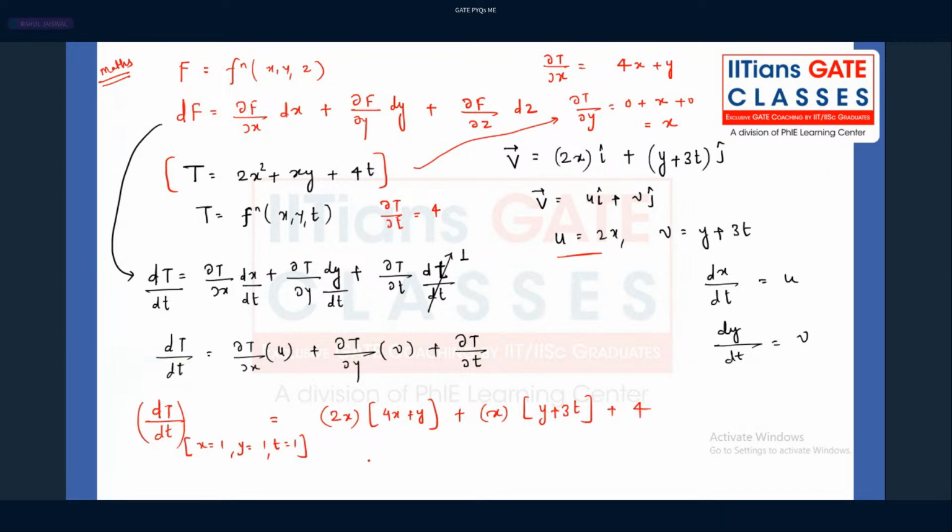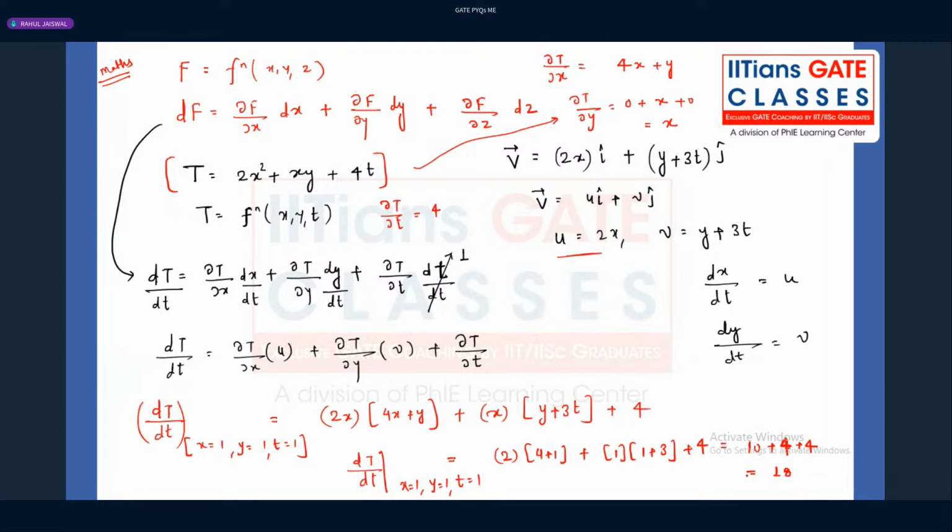So finally, what we get here? Plus 4. But they are saying we need to find the value when x equal to 1, y equal to 1, and t equal to 1. So if you substitute the values, you are going to get 2, 4 plus 1 plus 1, 1 plus 3 plus 4. So finally, what you are going to get, guys? It is 10 plus 3 plus, yeah, sorry, it's a 4. 10 plus 4 plus 4. That means you are going to get 18.